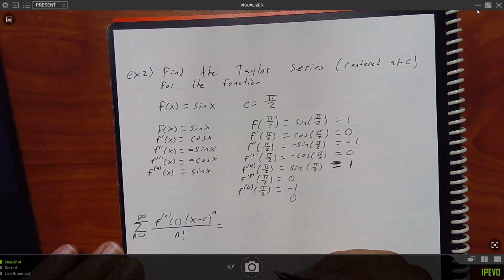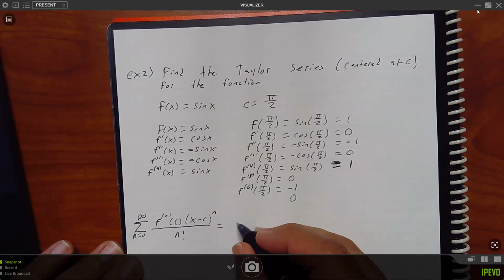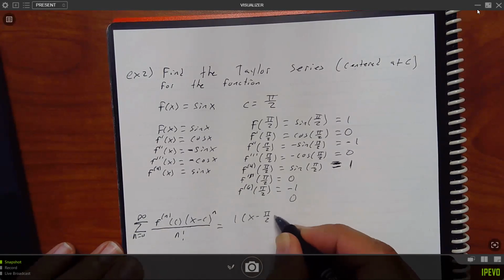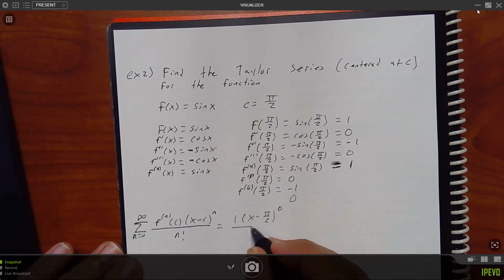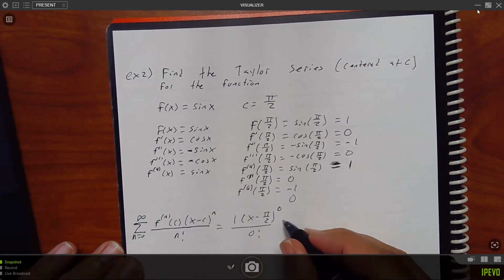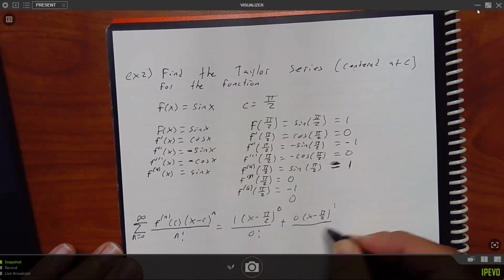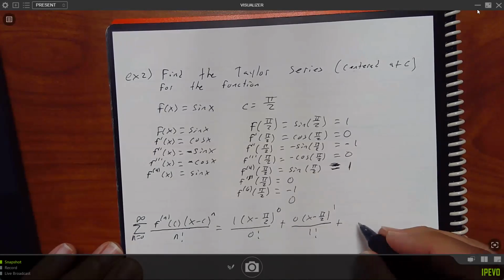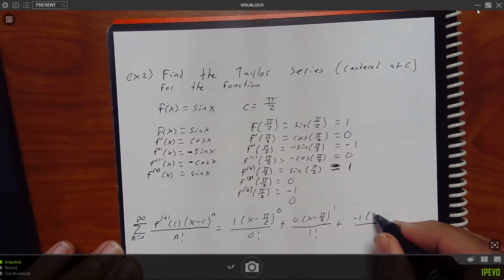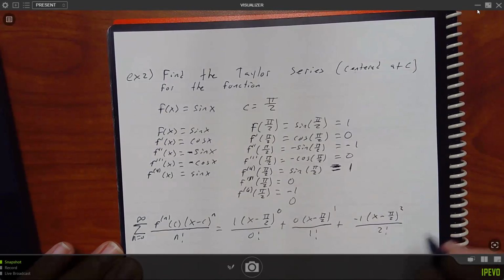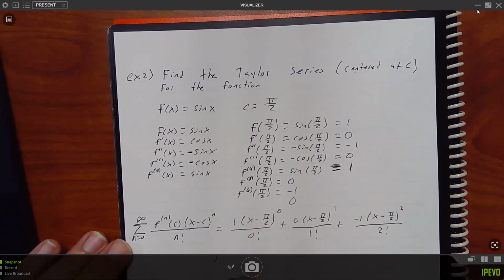Okay, so here's the formula. The first one is 1, right? Times x minus pi over 2, centered at C, to the 0 over 0 factorial, plus 0 times x minus pi over 2, to the first over 1 factorial, plus -1 times x minus pi over 2 squared over 2 factorial, plus 0. I'm going to go ahead and write it over here.